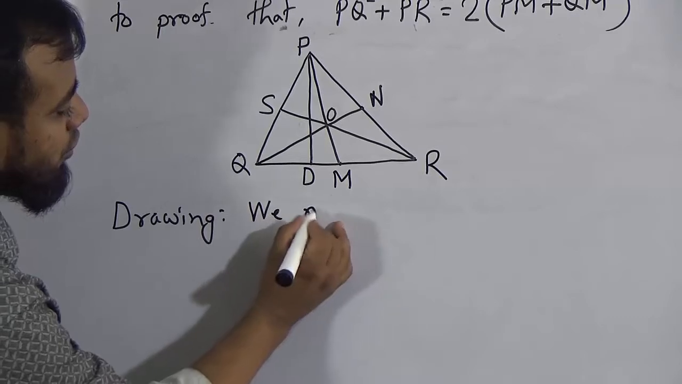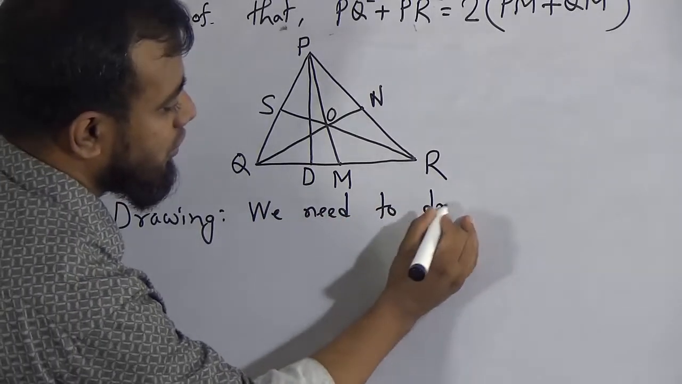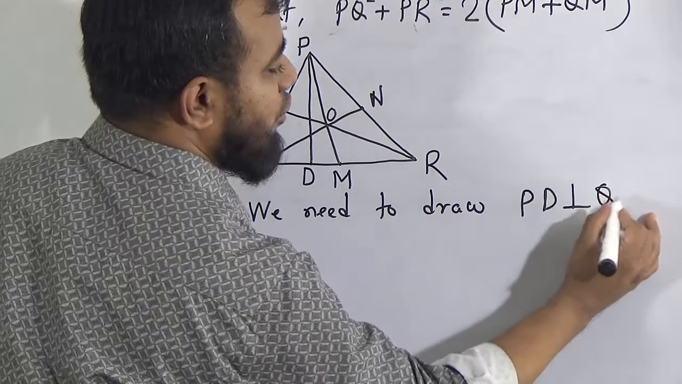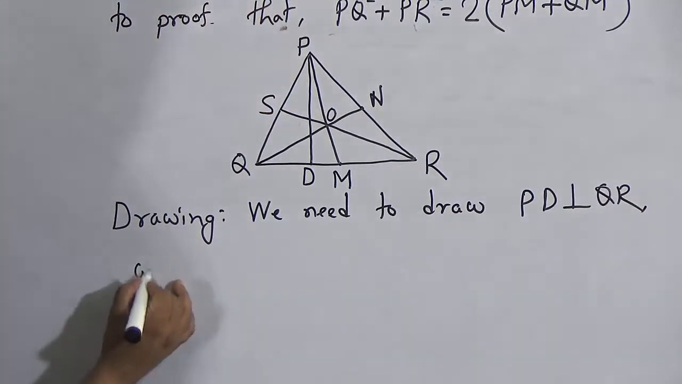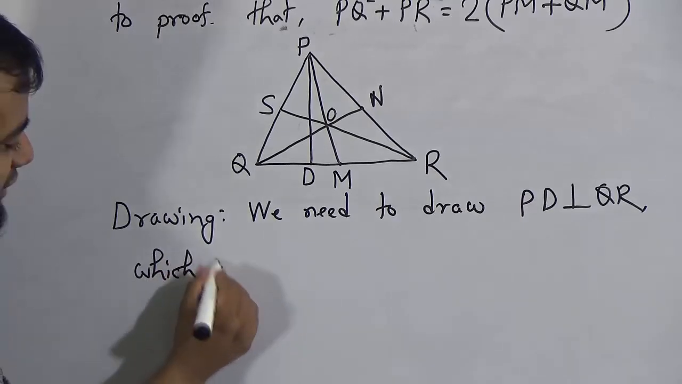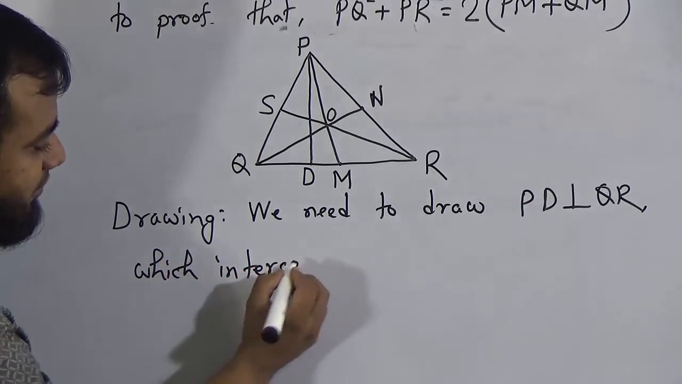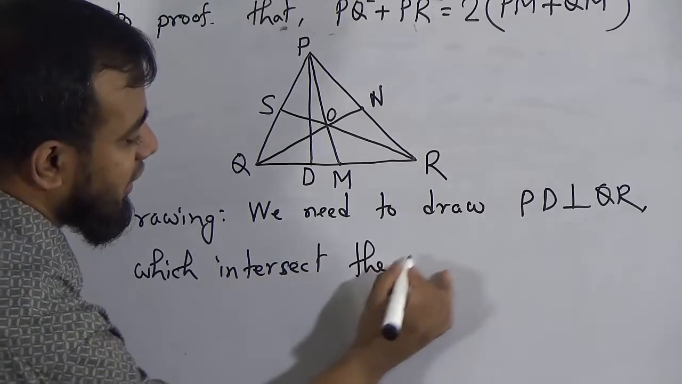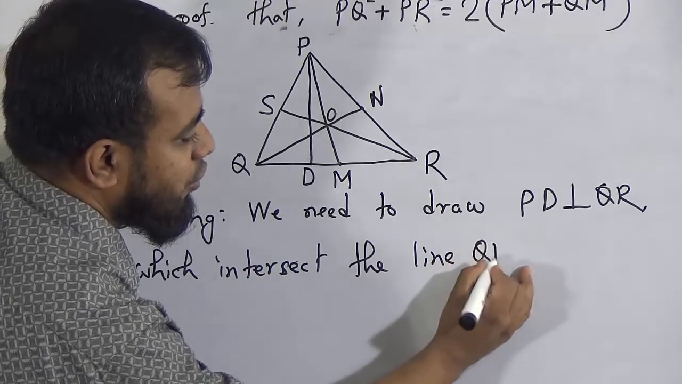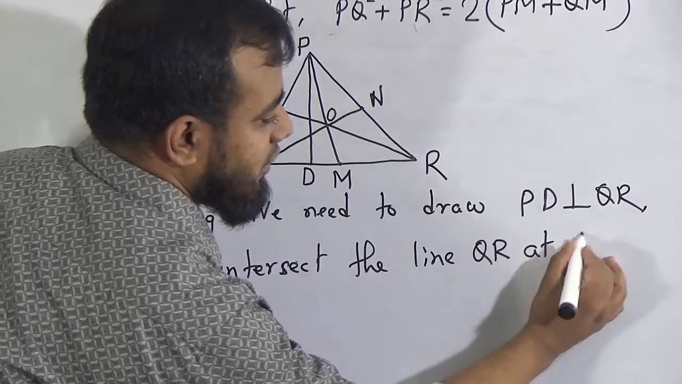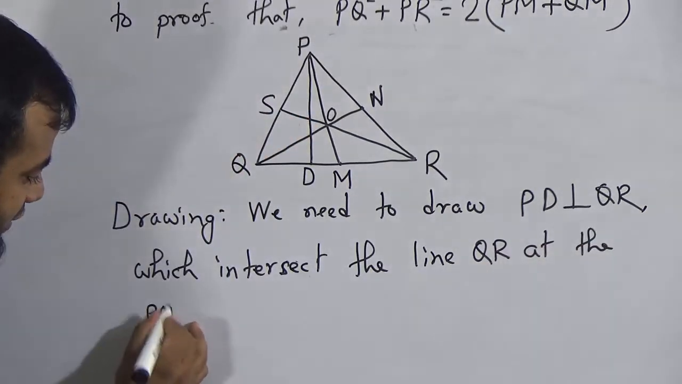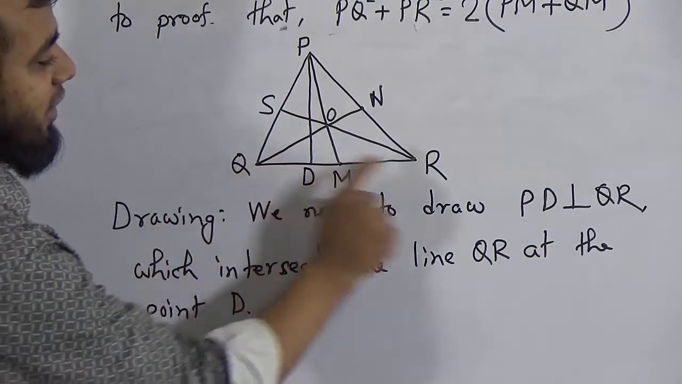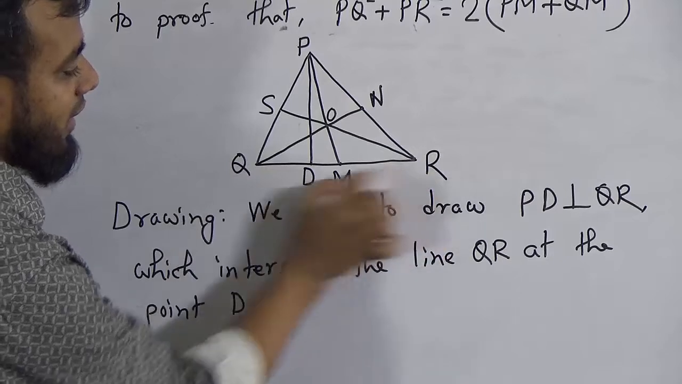We need to draw PD perpendicular to QR, which intersects the line QR at the point D. That means this PD intersects the line QR at the point D.